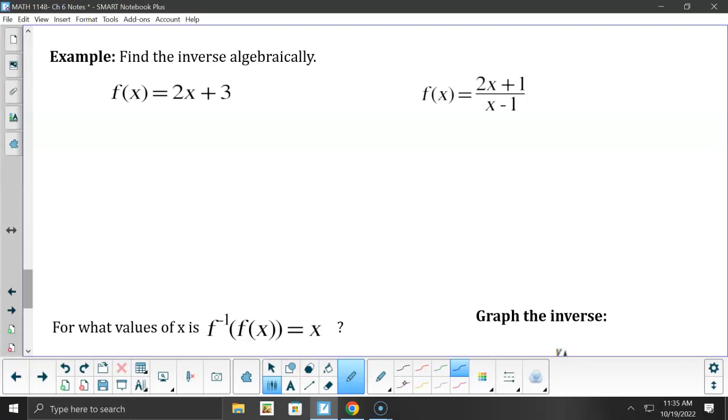Right? All right. So this one, I've got x equals (2y plus 1) over (y minus 1).